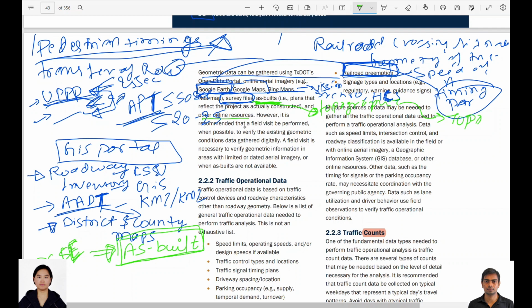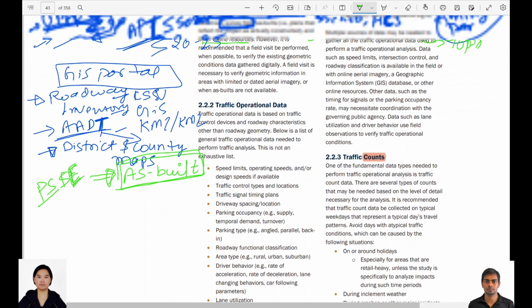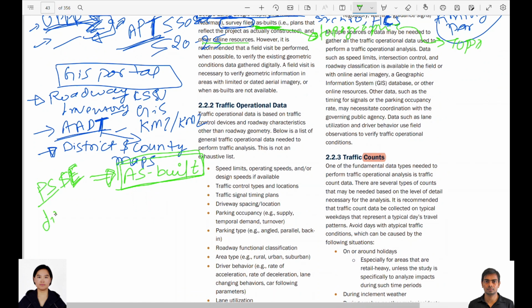However, it is recommended that a field visit be performed when possible to verify the existing geometric conditions data gathered digitally. There are several recommendations in this manual. One of them is field visit, which is a good thing to do. I'm a big fan of field visits because I believe when we are working on a project, visiting the field gives a better idea about the conditions than just looking at maps.